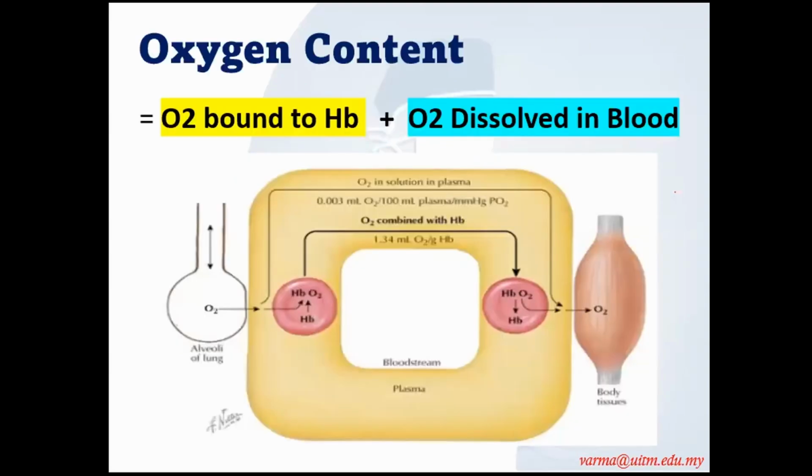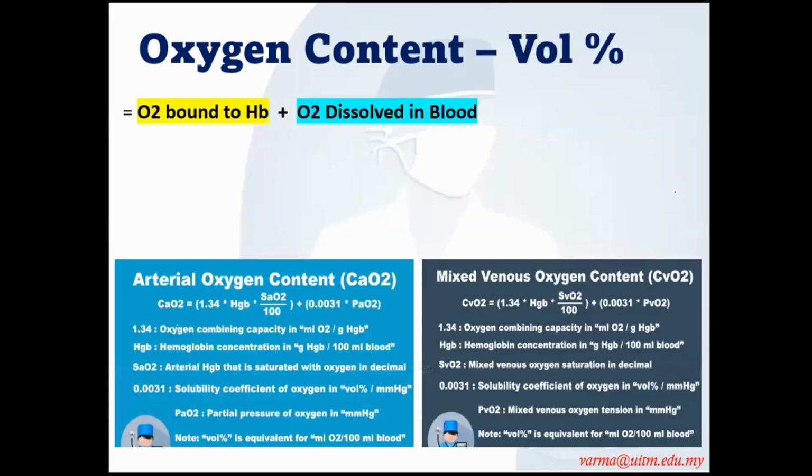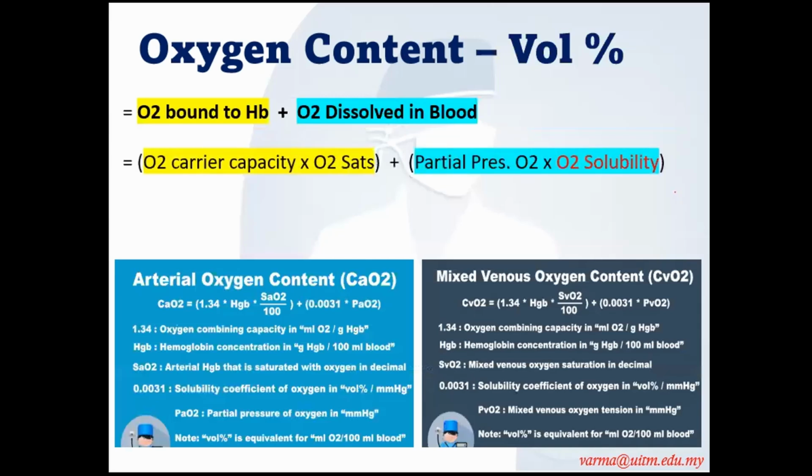Oxygen content is oxygen bound to hemoglobin plus oxygen dissolved in the blood. This is the plasma dissolved, and this is carried by the hemoglobin. Oxygen bound plus oxygen dissolved. How do we get it? Oxygen carrying capacity times oxygen saturation, plus partial pressure of oxygen times oxygen solubility. The oxygen solubility is 0.003, depending on whether we are using millimeters of mercury or kilopascals.